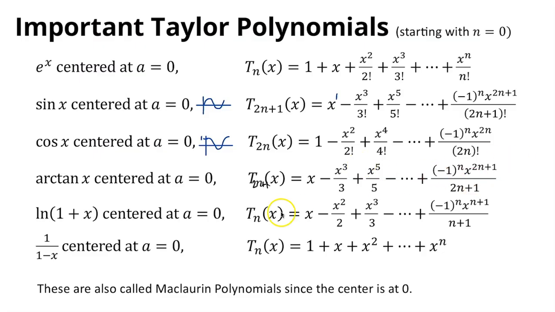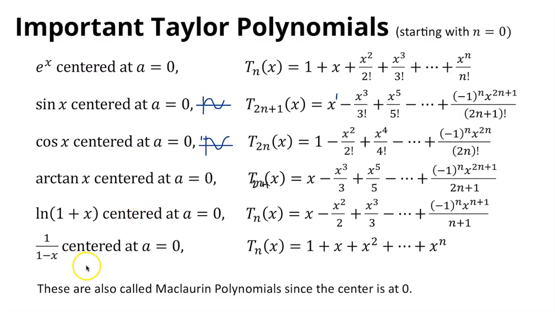I'm going to go ahead and put that because we're only ever going to get odd powers out of this as well. And then natural log of 1 plus x centered at a equals 0. So this one, the nth degree polynomial is x minus x squared over 2 plus x cubed over 3 minus, and the general term is negative 1 to the n, so these terms are alternating, x to the n plus 1 over n plus 1. This one's an interesting one, not quite as common as the previous ones, but still worth knowing.